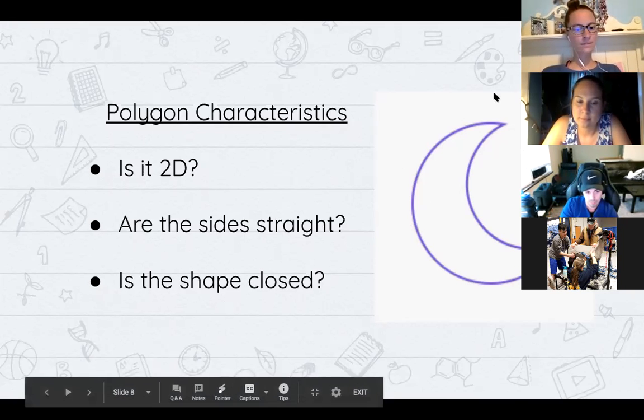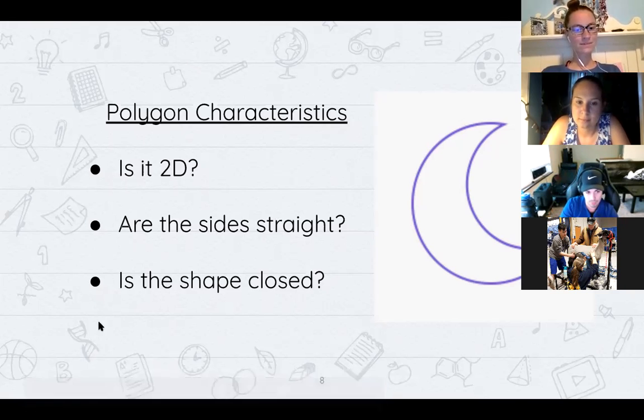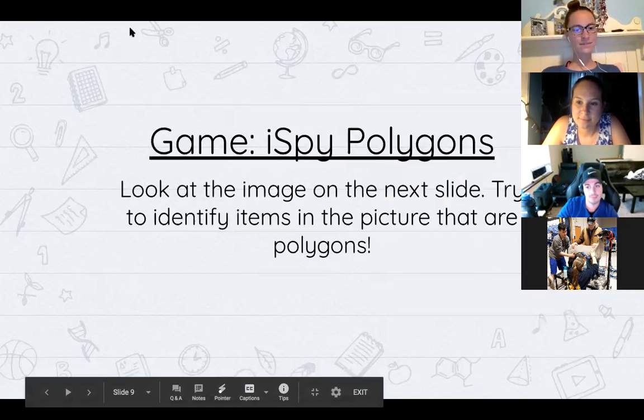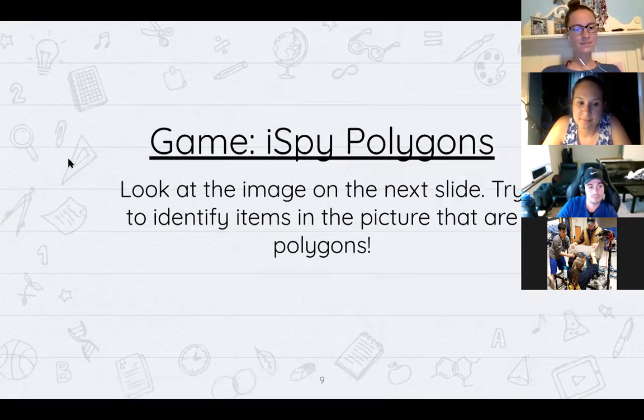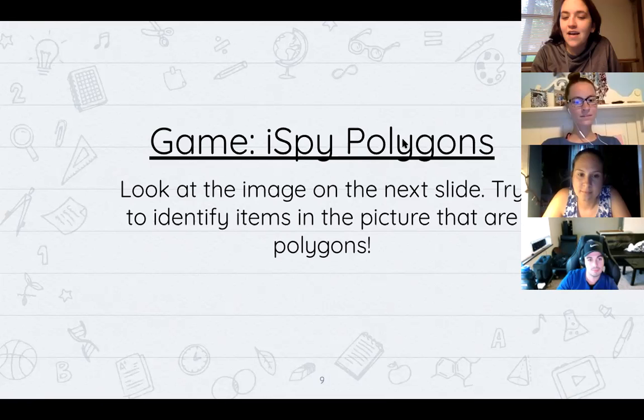Awesome. So in order, you have been doing fantastic. Now, in order to keep practicing, we are going to play a game. Our game today is called I Spy Polygons. On the next slide, I will show you an image that has lots of different pictures. And I want you to try to find at least 2 shapes or items on the next slide that are polygons. And I want you to share them in the chat box with us.